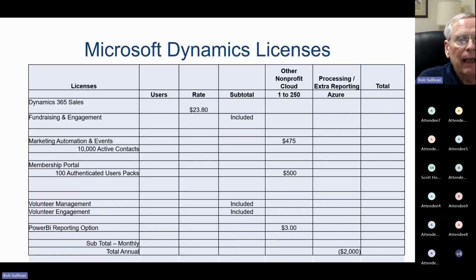Licensing for something like a Dynamics CRM starts with the sales system, which is the core system, at $23.80 per person per month, with the ability, as I indicated, to add on other pieces at no cost or at minimal cost. And we can get into those details if you're interested.